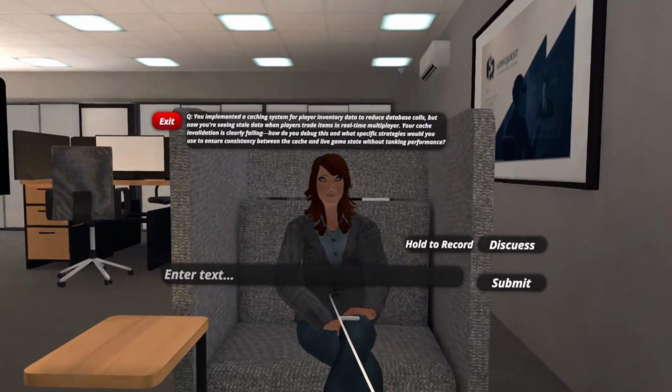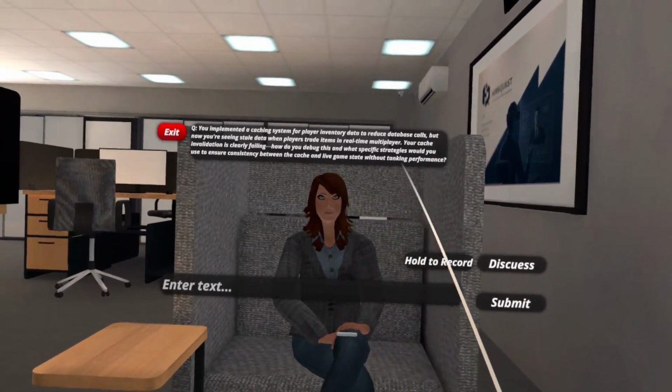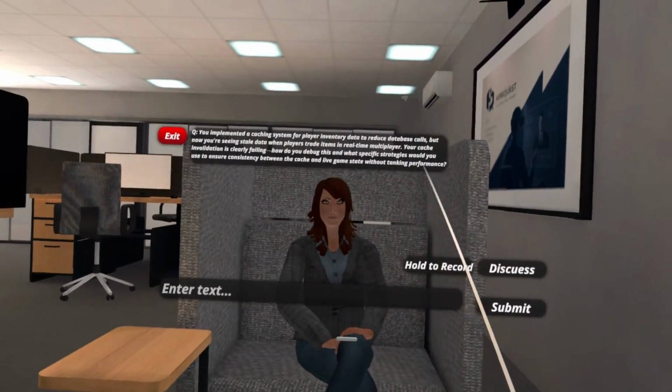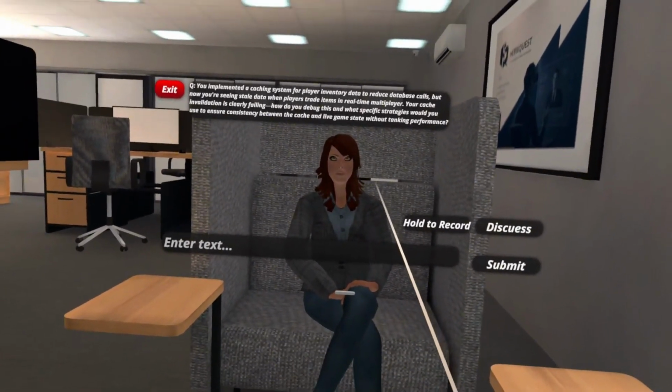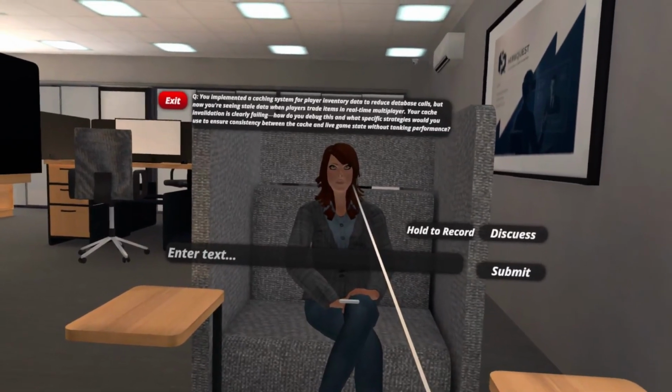You implemented a caching system for player inventory data to reduce database calls, but now you're seeing stale data when players trade items in real-time multiplayer. Your cache and validation is clearly failing. How do you debug this, and what specific strategies would you use to ensure consistency between the cache and live game state without tanking performance?